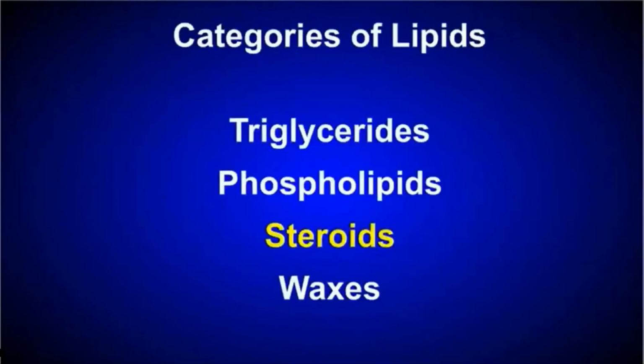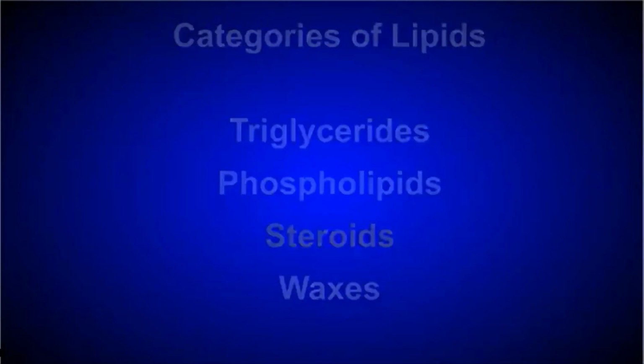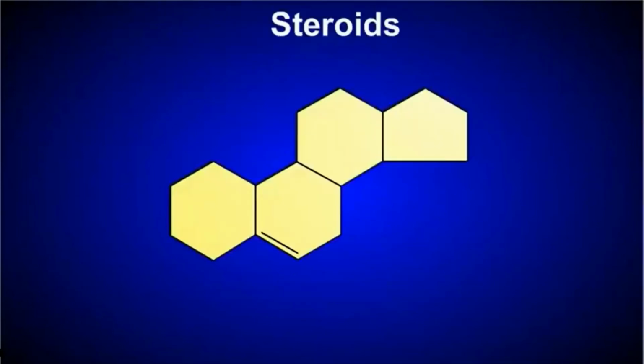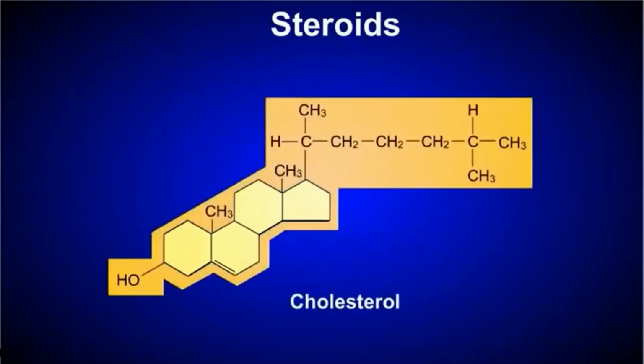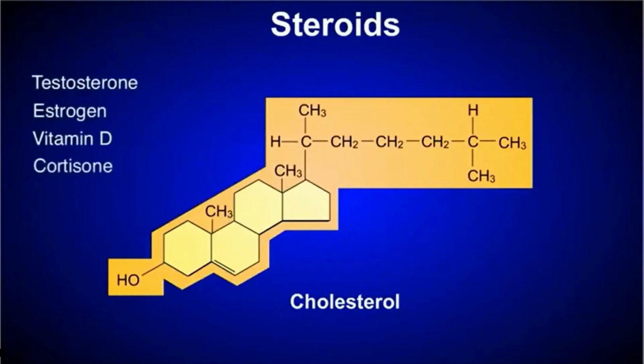Steroids are the next category of lipids. Steroids are composed of four fused rings of carbon to which different functional groups are attached. One well-known steroid molecule is cholesterol. Cholesterol serves as a precursor for the synthesis of other steroids such as testosterone, estrogen, vitamin D, and cortisone.